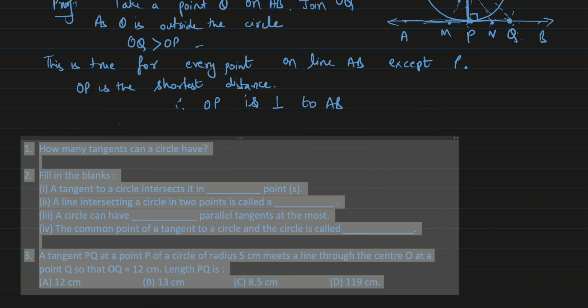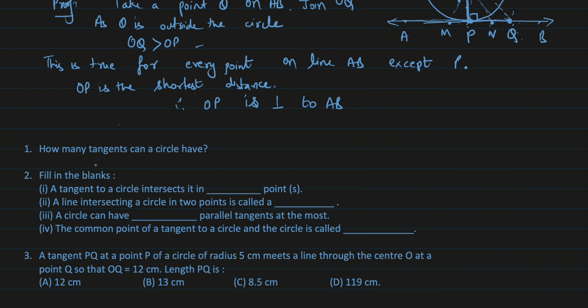How many tangents can a circle have? A circle can have infinitely many tangents, because on a circle you can draw a tangent here, you can draw a tangent here. At any point there are infinitely many points, so you can draw as many tangents as possible. Fill in the blanks now. A tangent to a circle intersects it in how many points? A tangent is intersecting always in one point only.